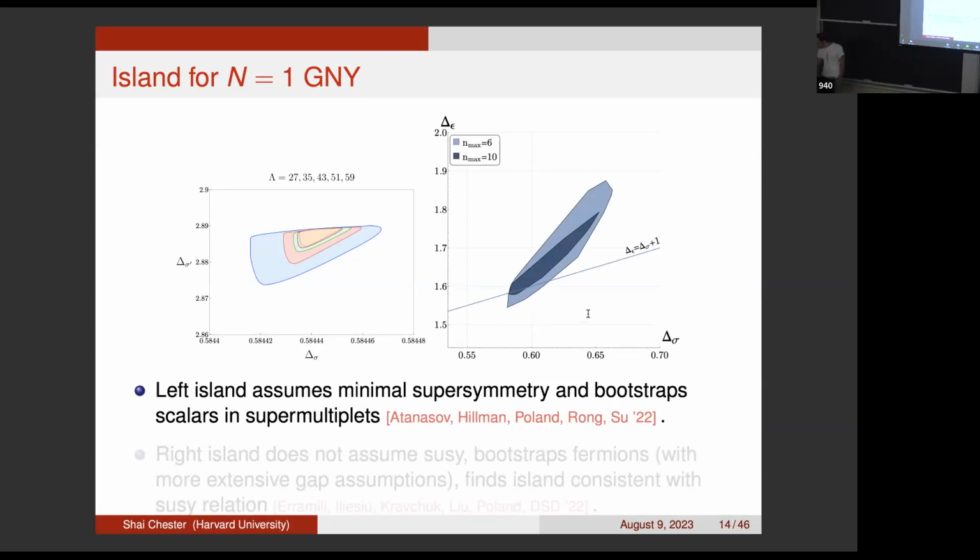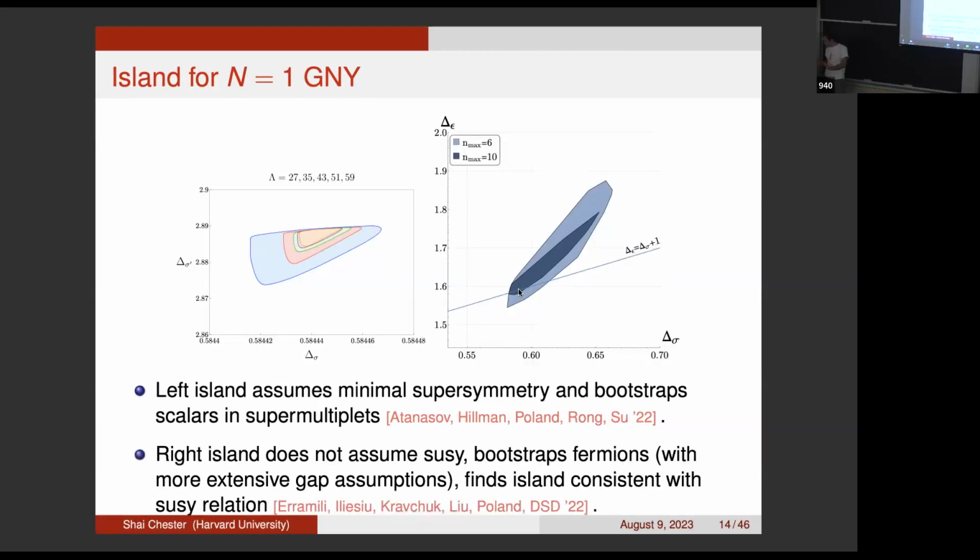And then here on the y-axis, you compare the lowest parity-odd operator to the lowest parity-even operator. This line here is what supersymmetry would predict. If the theory had supersymmetry, you would expect these two scaling dimensions to be related by 1. And lo and behold, this island is consistent with supersymmetry. This island did not assume supersymmetry. It comes out of the bootstrap. You just assume that you're studying fermions with a Z2 symmetry and a certain number of relevant operators. That gives you an island, and lo and behold, that island is consistent with supersymmetry.